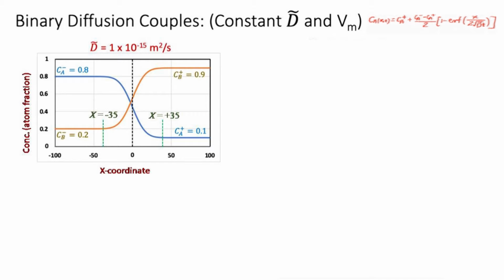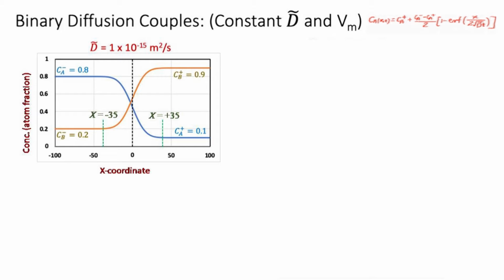If you see, this blue curve is the concentration profile of component A and the other curve is the concentration profile of component B. This hypothetical diffusion couple was formed by placing an alloy with 80% of A and 20% of B in atom percent on the left side, and 90% of B and 10% of A on the right side.